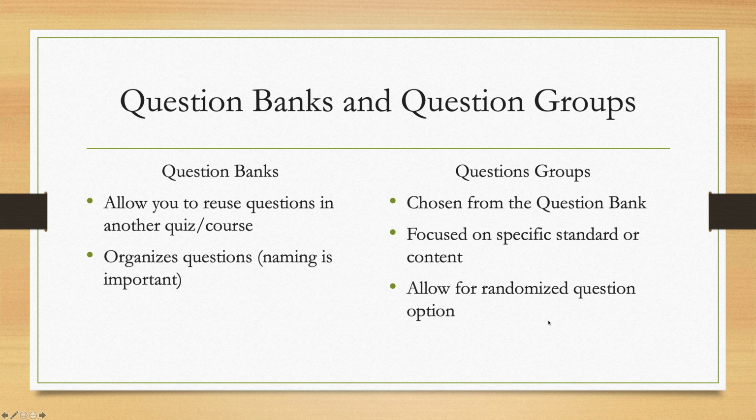So question groups are sort of like having a file inside that box of questions. And that file might be chapter 3. And then you pull all of the questions from chapter 3 into that file, which is a question group. So it's a smaller organizational structure within a question bank. It's usually focused on a specific standard or content, and it allows for these randomized question options. So if you want to randomize your questions, you'll have to create these question groups from your question bank.